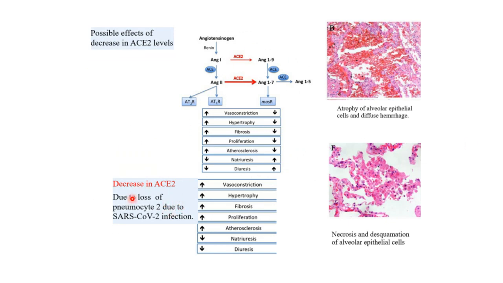A decrease in ACE2 due to loss of Pneumocyte2 due to SARS-CoV infection. If the SARS-CoV-2 infection destroys Pneumocyte2, then there is going to be a decrease in ACE2 because it has got rid of ACE2 expressing cells.